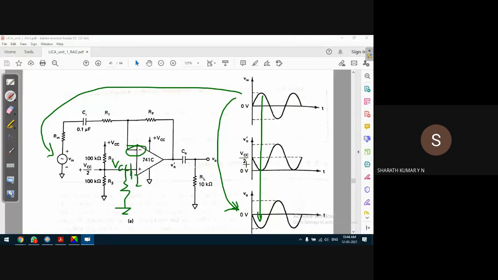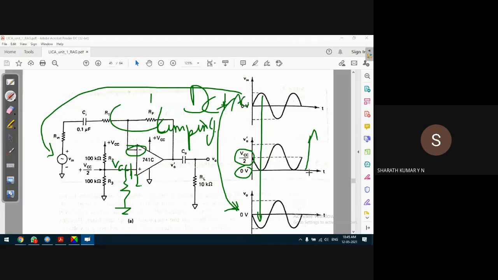the reference voltage is no more 0, it is VCC by 2. This is what we had understood in the ADC lab. What is that, guys? Clamping circuit. Yes, you remember the clamping circuit? What happens in a clamping circuit? When you add DC to AC, we had seen that the waveform shifted upwards. By what amount? It depends on the amount of DC you add to the circuit. Here we are adding VCC by 2.